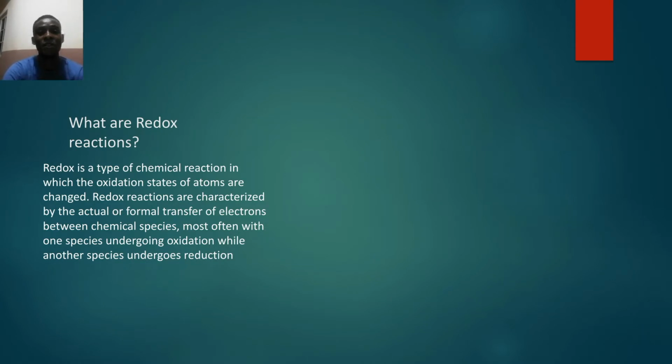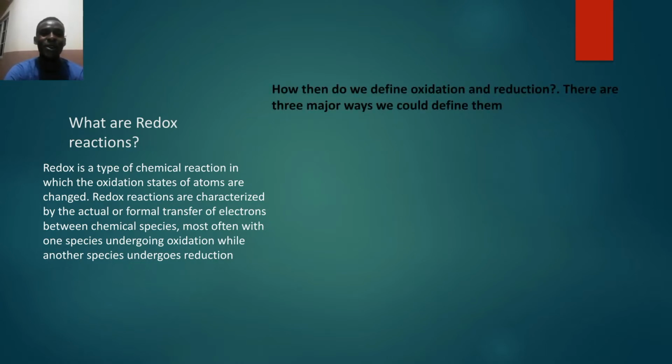So it involves the transfer, loss and gain of electrons. The word redox is the joining of two words, reduction and oxidation. So let us see what reduction and oxidation are. How then do we define oxidation and reduction? There are three major ways we could define them.